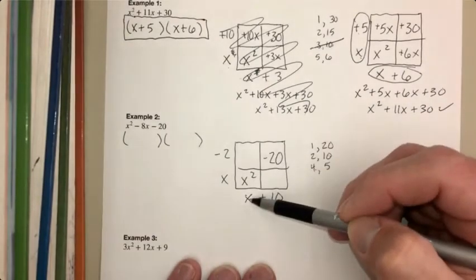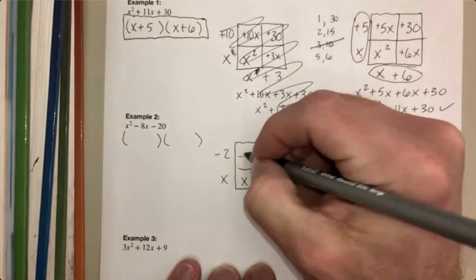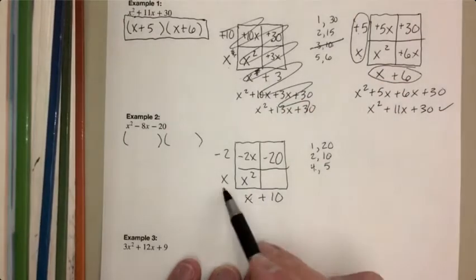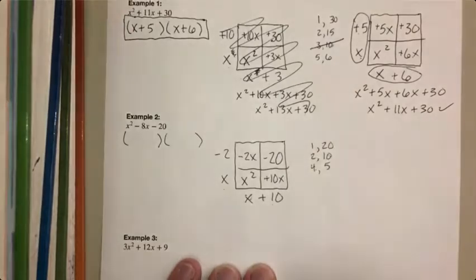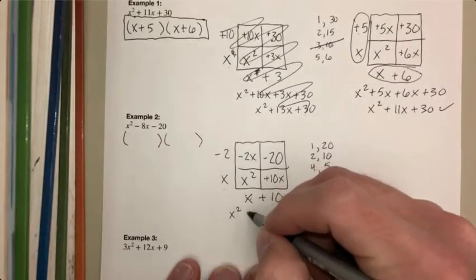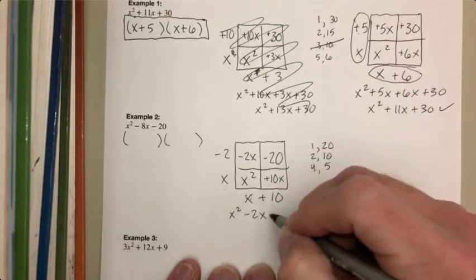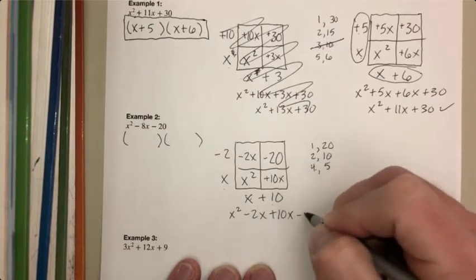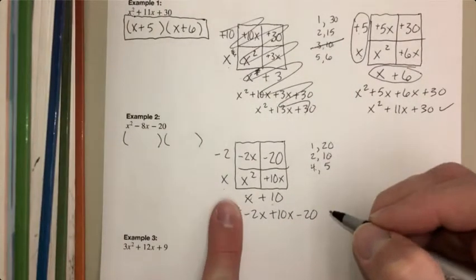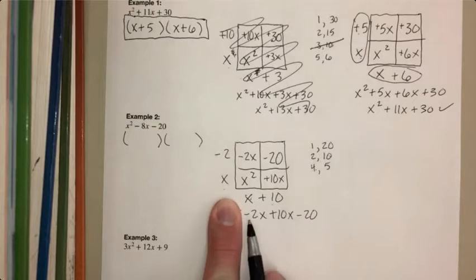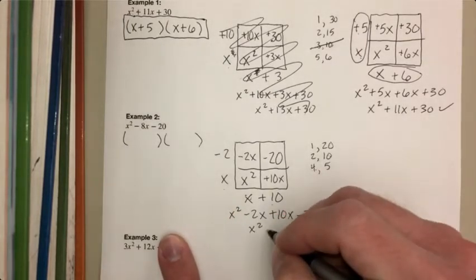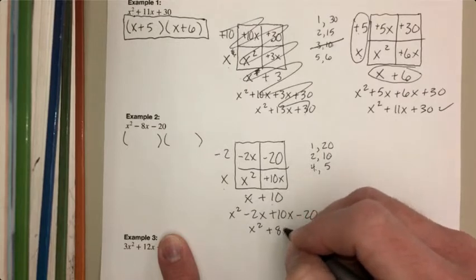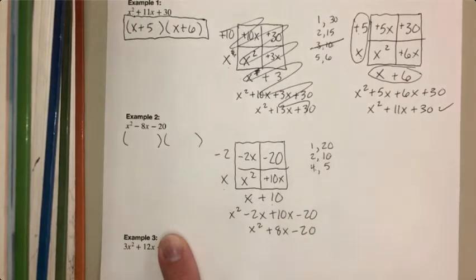If I do x times negative 2, I'm going to get negative 2x. X times positive 10, I'm going to get a positive 10x. If I write this all out, I get x squared minus 2x plus 10x minus 20. All right, and negative 2x plus 10x is going to be x squared plus 8x minus 20.